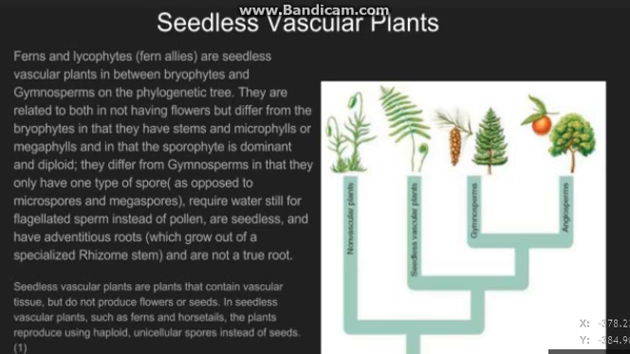Ferns and lycophytes, also known as fern allies, are seedless vascular plants in between bryophytes and gymnosperms on the phylogenetic tree. They are related to both in not having flowers, but differ from the bryophytes in that they have stems and microphylls or megaphylls, and in that the sporophyte is dominant and diploid. They differ from the gymnosperms in that they only have one type of spore, as opposed to microspores or megaspores, still require water for flagellated sperm instead of pollen, are seedless, and have adventitious roots, which grow out of specialized rhizome stems and are not a true root.